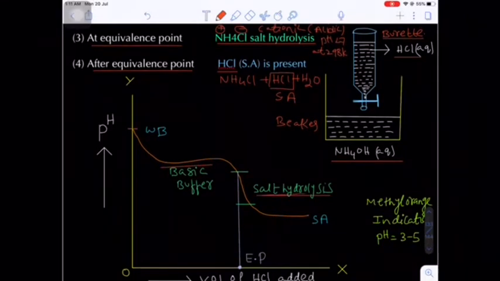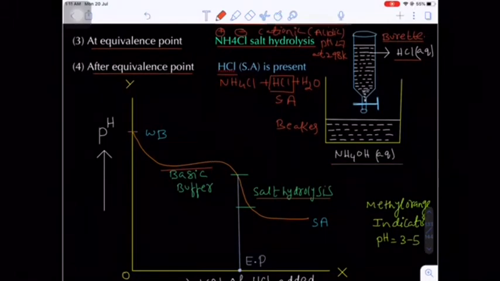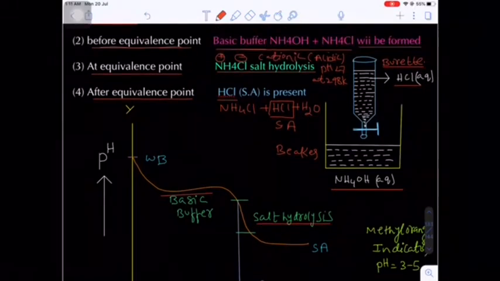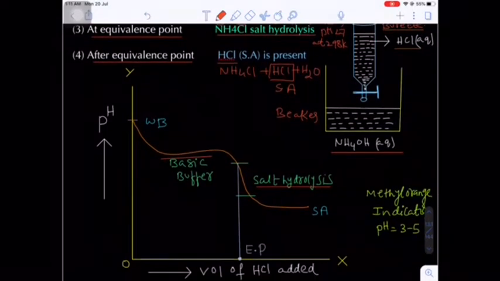Acidic, and the pH of the solution will be what? Less than 7 at room temperature. Yes or no? So finally, in the salt hydrolysis, what happens? The pH of the solution decreases because of the acidic character. The H plus ion concentration increases, so the pH value decreases.